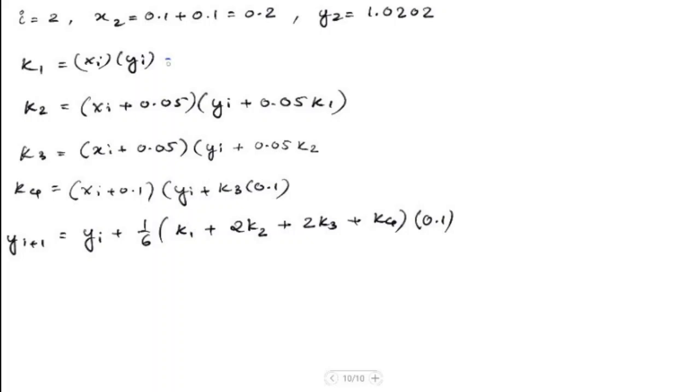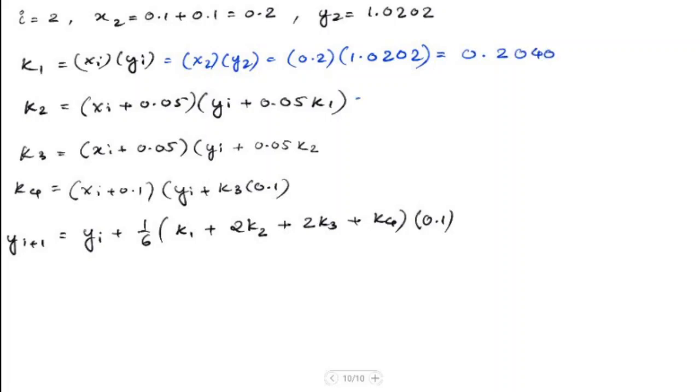So here now we have x2 times y2, so 0.2 times 1.0202, that gives us the value 0.2040.